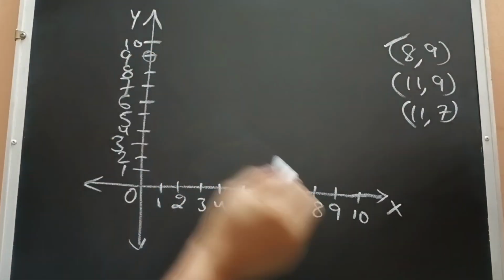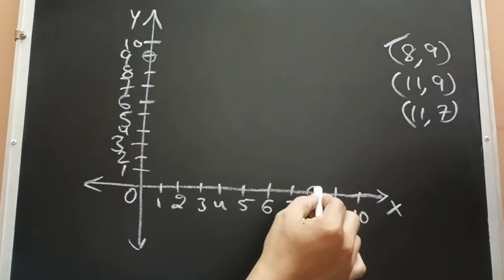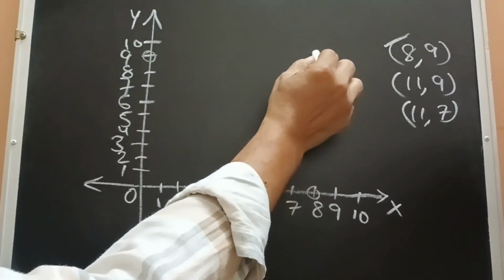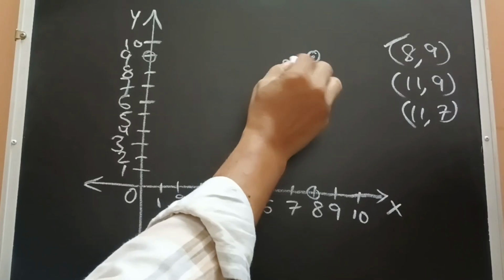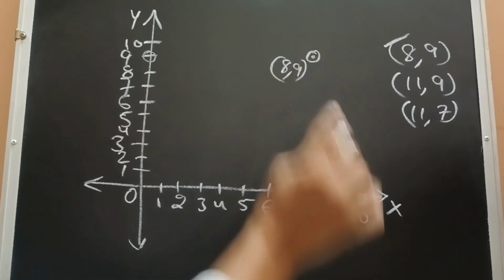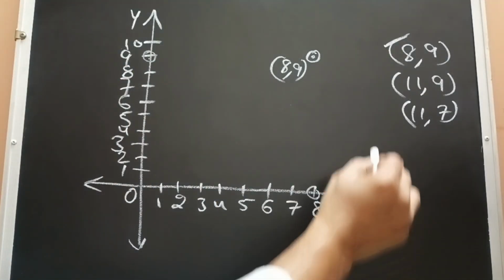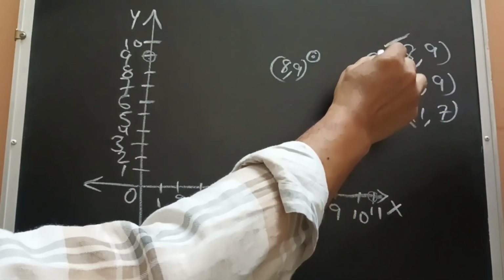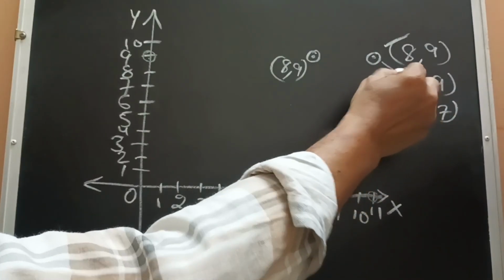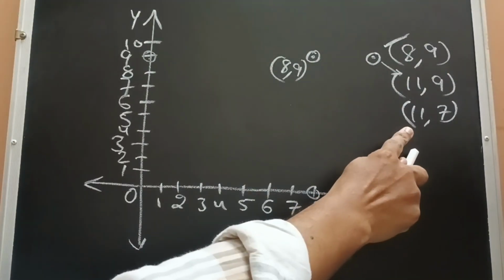This is 9. Where are these two lines intersecting? So let us suppose here. This is 8 comma 9. This is the point of 8 comma 9. This is 11 and this is 9. Where are these two lines intersecting? So here it is 11 comma 9. The third point is 11 comma 7.